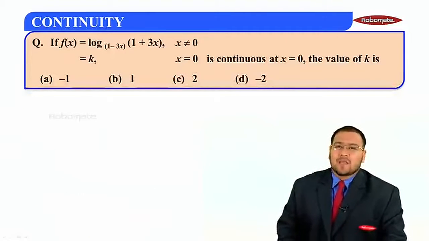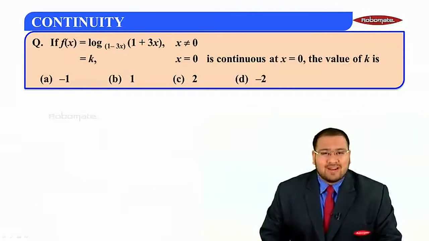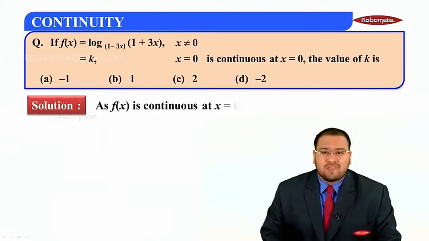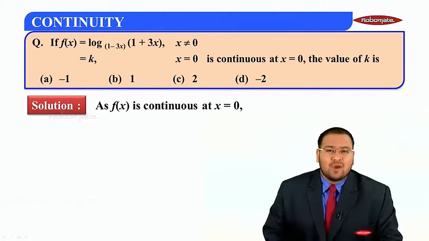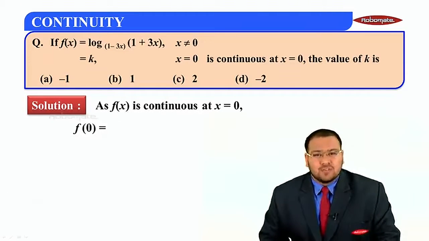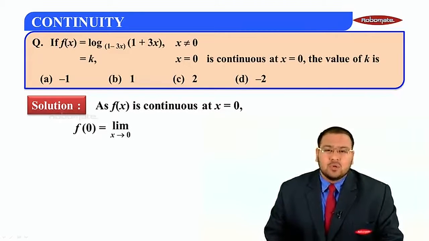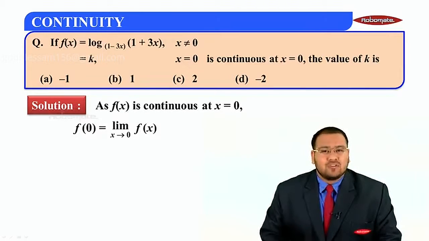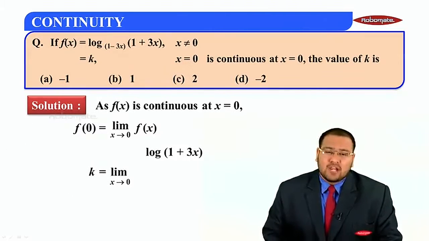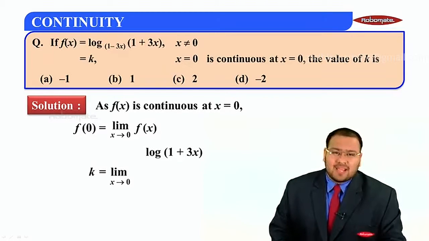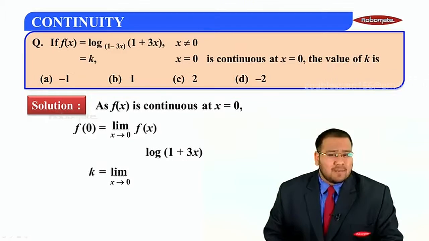Moving ahead, you have a function, and when x is not equal to 0, the function is log of (1 + 3x) to the base (1 - 3x). As we know, f(x) is continuous at x equal to 0, so f(0) should be equal to the limit x tending towards 0 of f(x), and hence the constant k is equal to the limit as x tends towards 0 of log(1 + 3x)/log(1 - 3x).